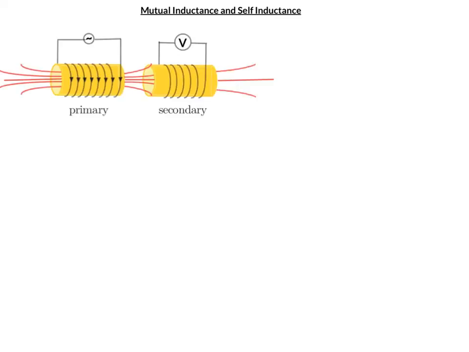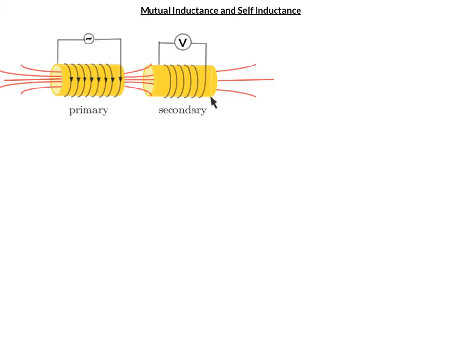Let's look at mutual inductance and self-inductance. So here we have a setup with two different solenoids, and this is the primary solenoid. We call it the primary because it is connected to an AC power supply, so it has current going through it. And here we have a direction drawn for the current, but since this is an alternating current, that direction changes very frequently. So this is just the direction at one point in time.